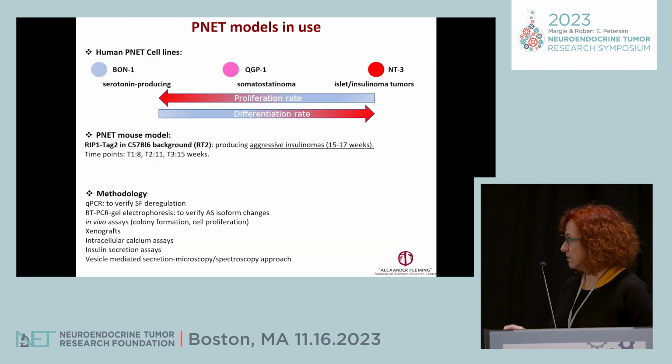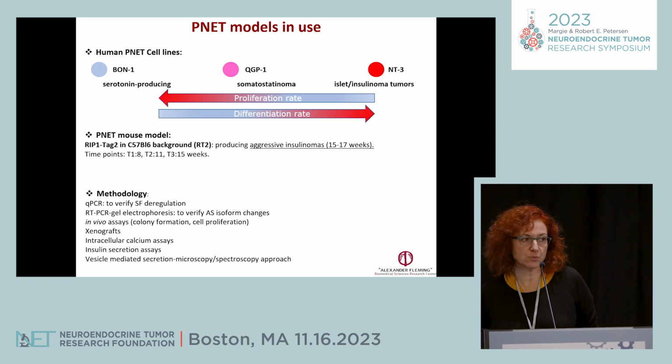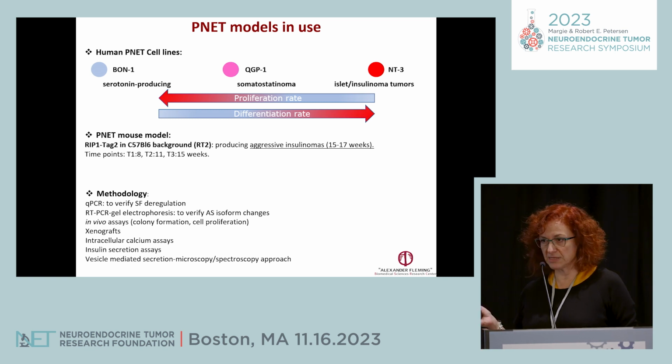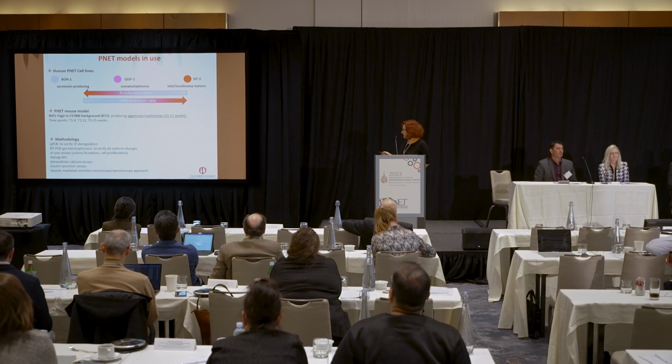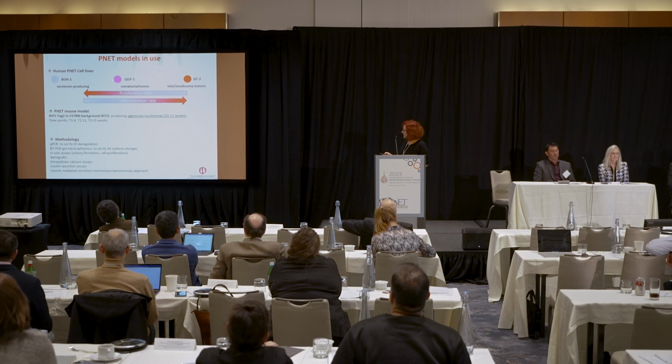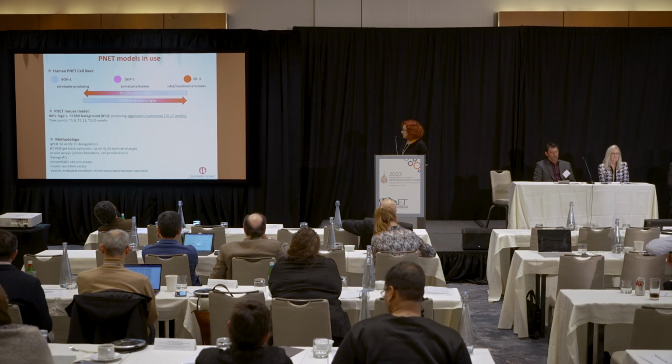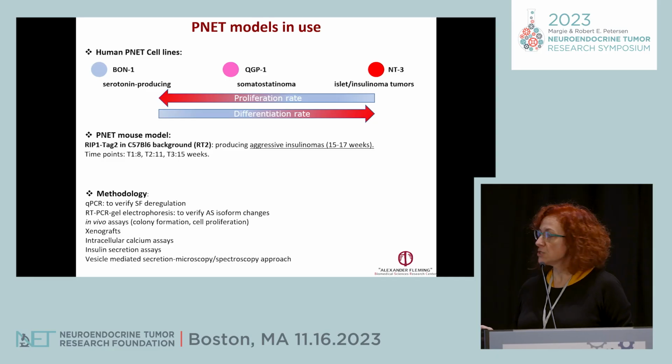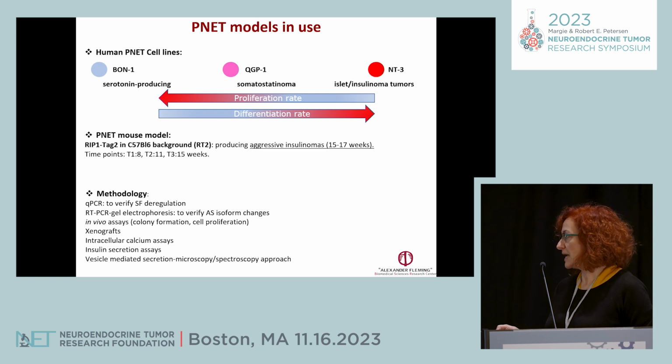So after that, we wanted to continue with some wet lab experiments, and these are the results that I will present. For our wet lab experiments, we used human PanNET cell lines, BON1, QGP1, and NT3, but also we used the RIP1-Tag2 mouse model, which people have shown before. We used 3 different time points of this model, somehow at the beginning, at the early stages, when we have islet hyperplasia, and at the late stages of the model.